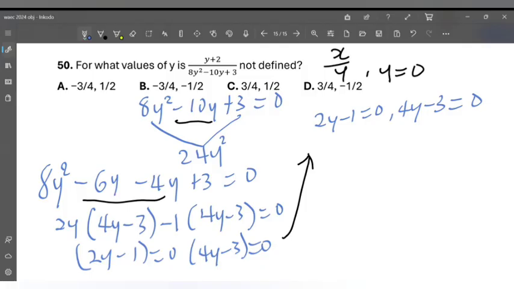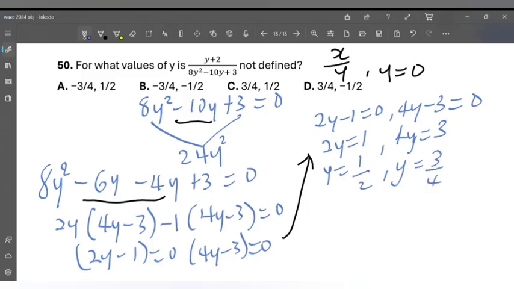So I'm going to make y the subject of the formula in each of them. So 2y is equal to, if I move minus 1 over, it becomes plus 1. And then 4y is equal to 3. So y will be equal to 1 over 2, and then y will also be equal to 3 over 4. Looking at that, option C satisfies the equation.